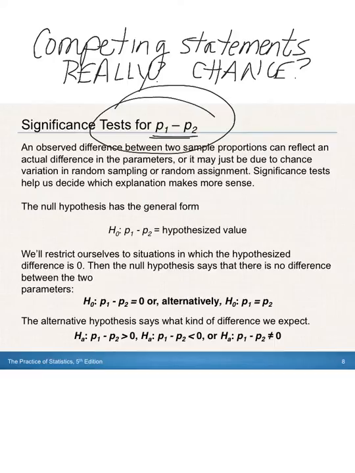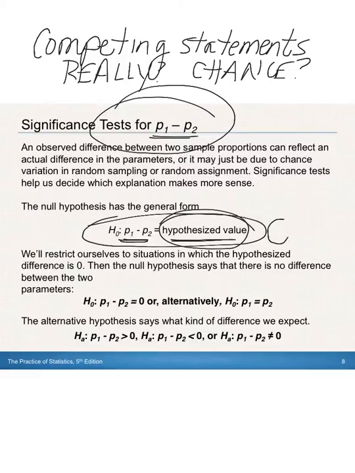The null hypothesis has a general form, but now we're looking at the difference between two things, and we're always going to focus on the hypothesized value of 0. The idea is that if the null is true, subtracting those two is going to get you 0. There's going to be no difference.